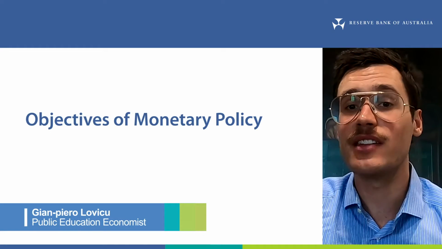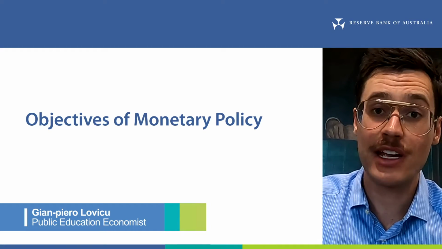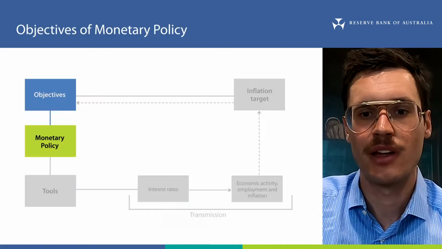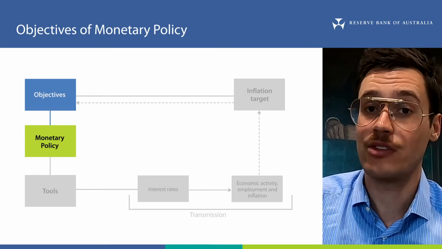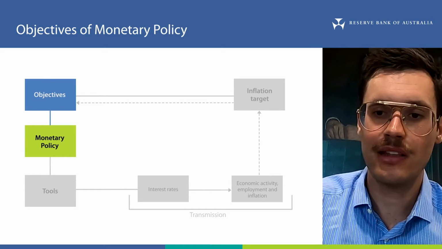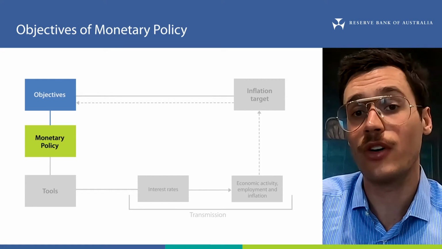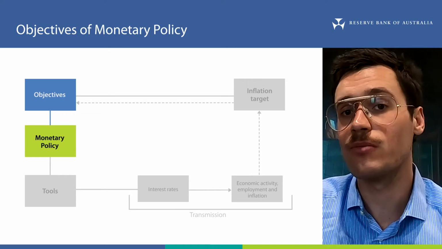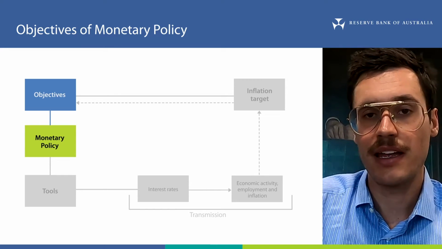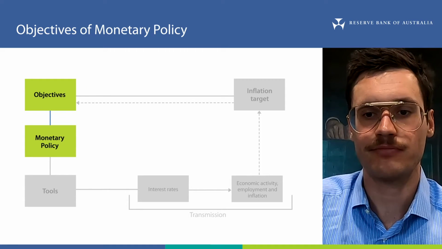This video is part of our series on monetary policy. In this video, we're going to discuss the objectives of monetary policy. But first, let's take a quick look at our roadmap. So far, we've covered an introduction to monetary policy. And in that video, we discussed what monetary policy is, and specifically, why it involves interest rates. If you haven't seen that video, I suggest you watch it before watching this one. In this video, we're going to talk about the objectives of monetary policy.